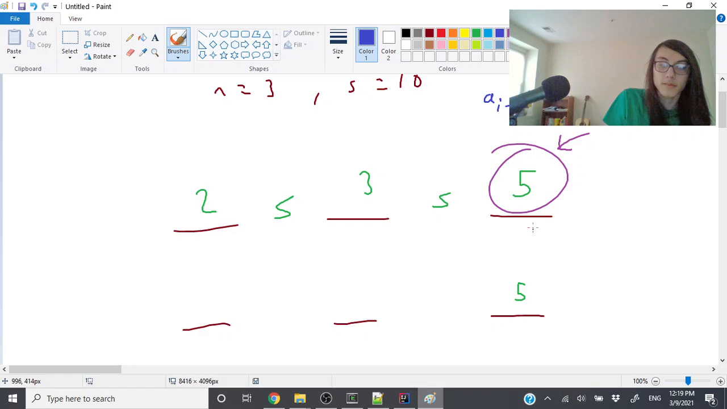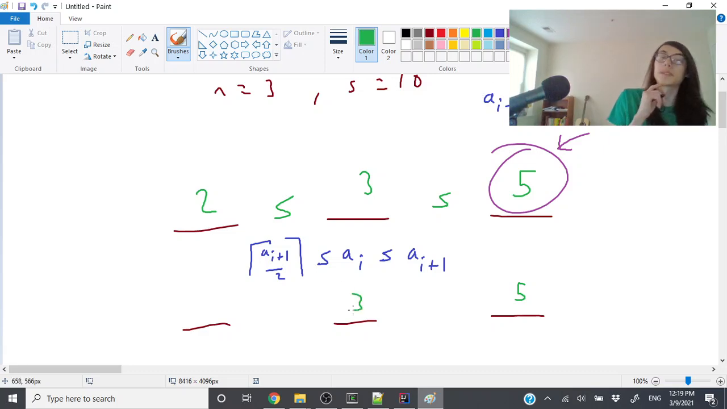So if we now determine this element from this one, then a sub i has to be less than or equal to a sub i plus 1. And it has to be greater than or equal to the ceiling of a sub i plus 1 over 2. So for example, this ceiling is 3. It's ceiling of 5 over 2. If it was floor, then this would be allowed to be 2, which is not possible, because 2 times this has to be greater than or equal to that. So that's the definition of ceiling.